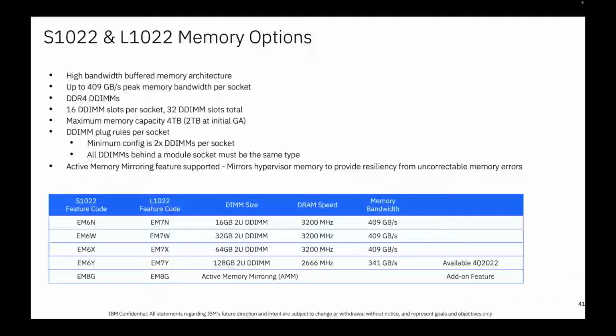Memory options, we only have one, the 128. We don't have the 256 as an option. So, we can take this guy up to 4 terabytes, 2 at GA. And we'll want to be careful. Some customers would say, give me 2 terabytes with half the sockets populated, and let me put in the rest later. No, there's, unfortunately, some challenges to doing that.